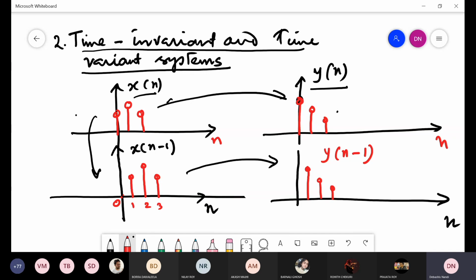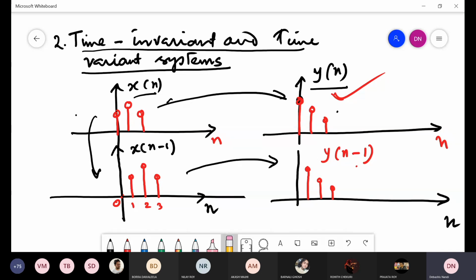Then we will say that the system is called a time invariant system. Whenever you shift the input signal x[n] and apply that shifted signal to the input of the same system, and the system, which was producing the output y[n], now produces the shifted version of y[n], and the amount of shifting is the same, then the system is called a time invariant system.